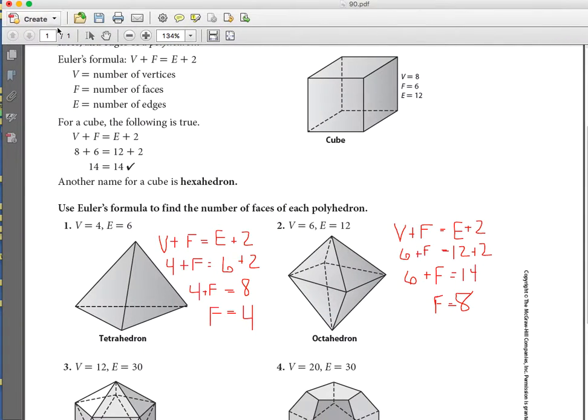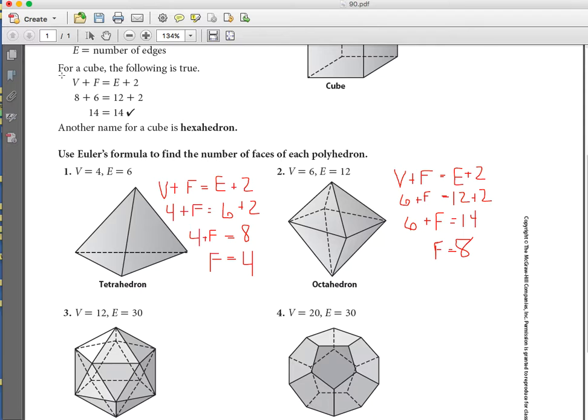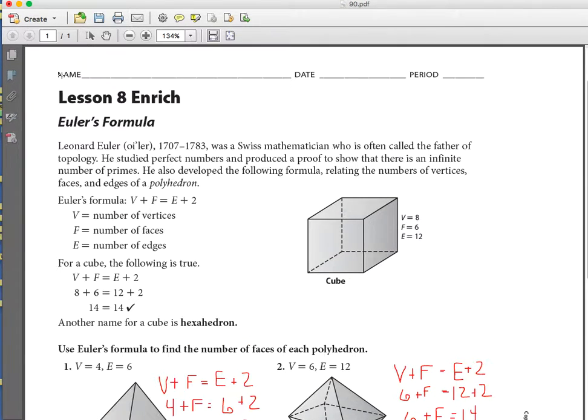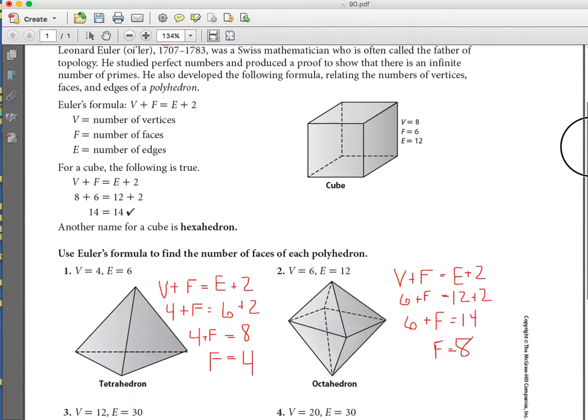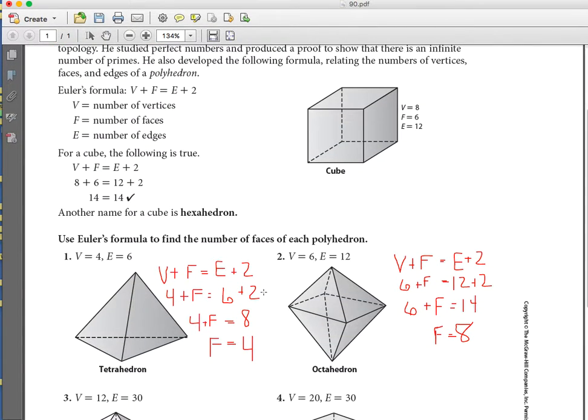Finally, on the enrichment worksheet, I debated on whether or not to give you another worksheet for this one, but I found that Euler's formula is just kind of a nice little enrichment idea when it's coming to some of these formulas we've been working with this chapter. So read a little bit about Leonhard Euler and his formula. And it's just like any other formula that we've learned this chapter. You write the formula down, you substitute in what you know, and then you solve for the unknown.